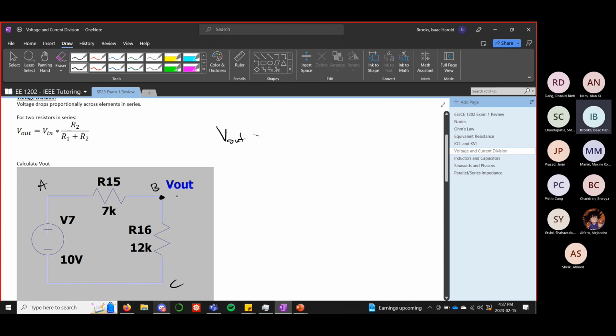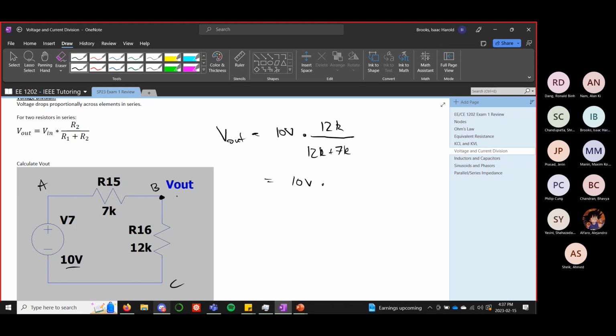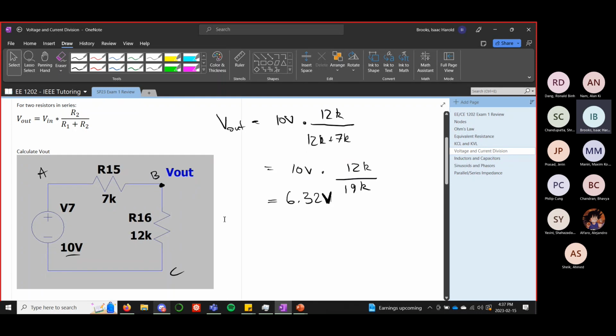V out equals V in, which is 10 volts, times, which one is R2 in this case? 12K or the 7K? 12K, yeah. 12K over 12K plus 7K, which is equal to 10 volts times 12 over 19, which is 6.32. Okay, so this is using voltage division in a simple case. What voltage division is really saying is that this is especially for two resistors.